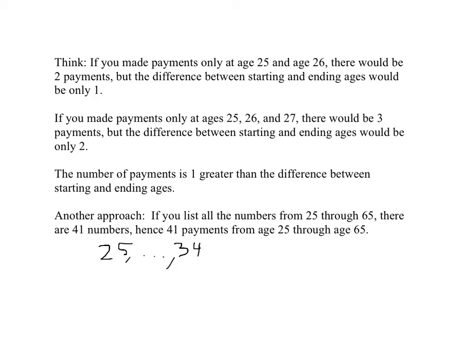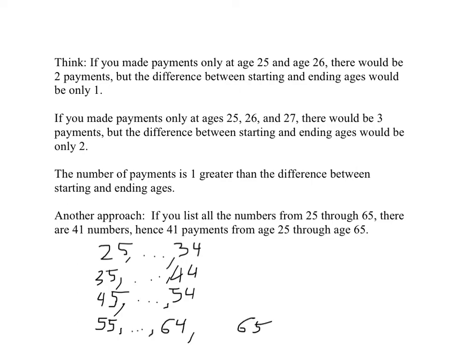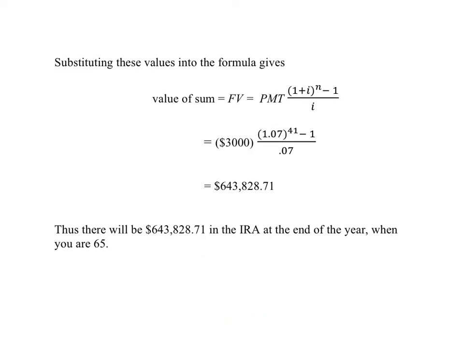Just as there are 10 separate numbers from 1 through 10, not 1 through 11, but 1 through 10 is 10 numbers. Similarly here, 25 through 34 is 10 separate numbers. Then 35 through 44 is another 10 numbers. 45 through 54 is another 10 numbers. 55 through 64 is yet another 10 numbers, and that leaves 65 as the one left over. That means that there are 40 numbers plus 1 left over. That's 41 payments.